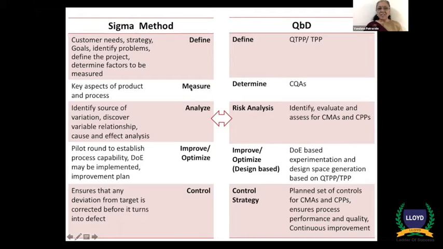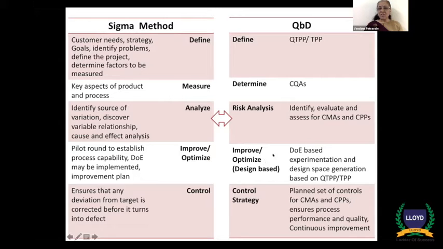The term which was used here is measure, a synonym of which is determine. So you are determining critical quality attributes. Here you are analyzing, here also you are analyzing. So what are you doing? You are doing risk analysis. Here it was termed as cause and effect. Here it is termed as risk analysis, wherein you are linking the CMAs and CPPs, that is critical material attributes and critical process parameters, to critical quality attributes.